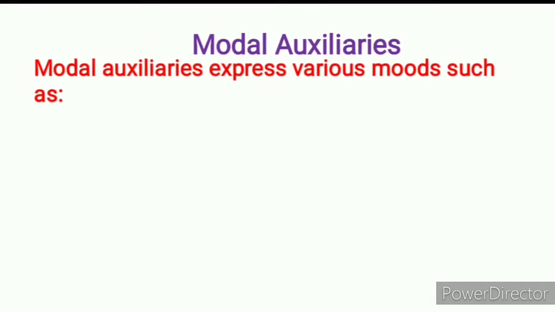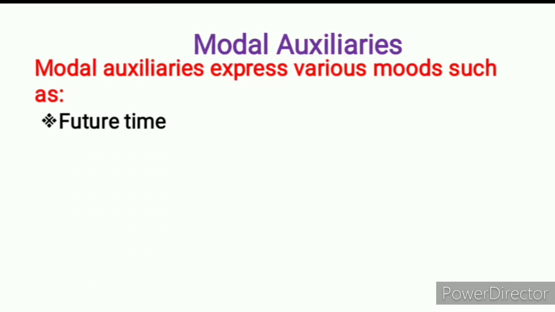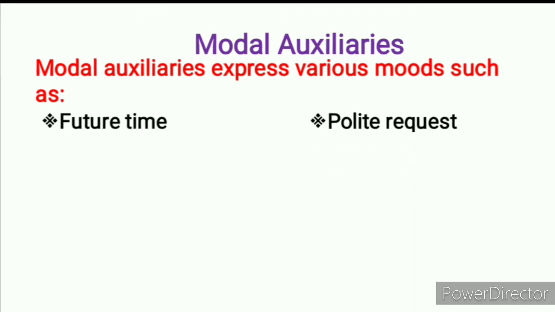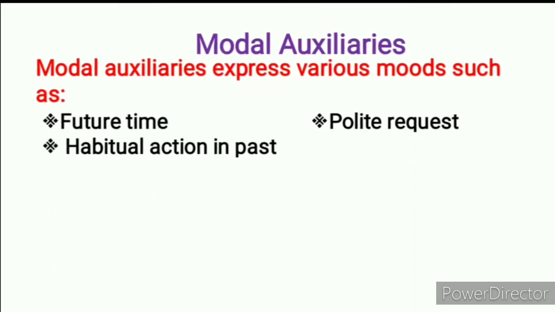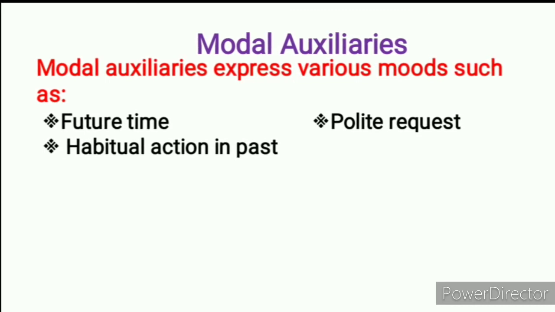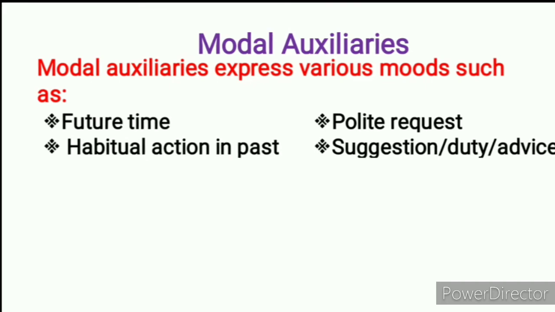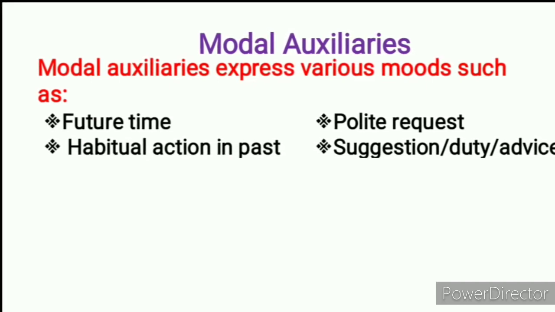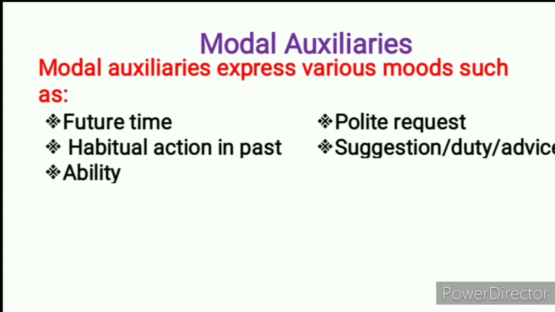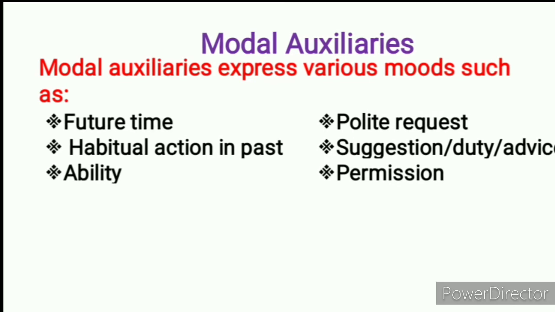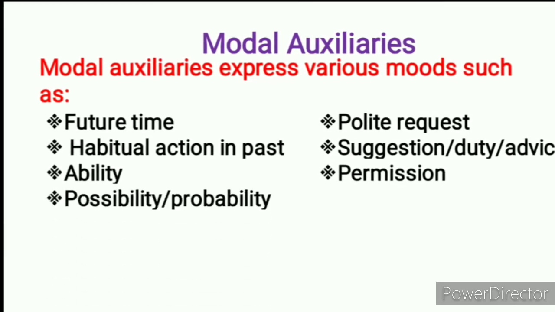Now, let us discuss the functions of modal auxiliaries. Modal auxiliaries are not used to indicate present time or past time, but modal auxiliaries are used to indicate various modes, and these modes are future time, भविष्यकाळ दर्शविण्यासाठी, polite request, नम्र विनंती, habitual action in past, भूतकाळात सतत घडणारी क्रिया, next suggestion, सूचना, duty, कर्तव्य, advice, उपदेश, ability, सक्षम असणे, समर्थ असणे, permission, परवानगी साठी देखील modal auxiliaries वापरल्या जातात.